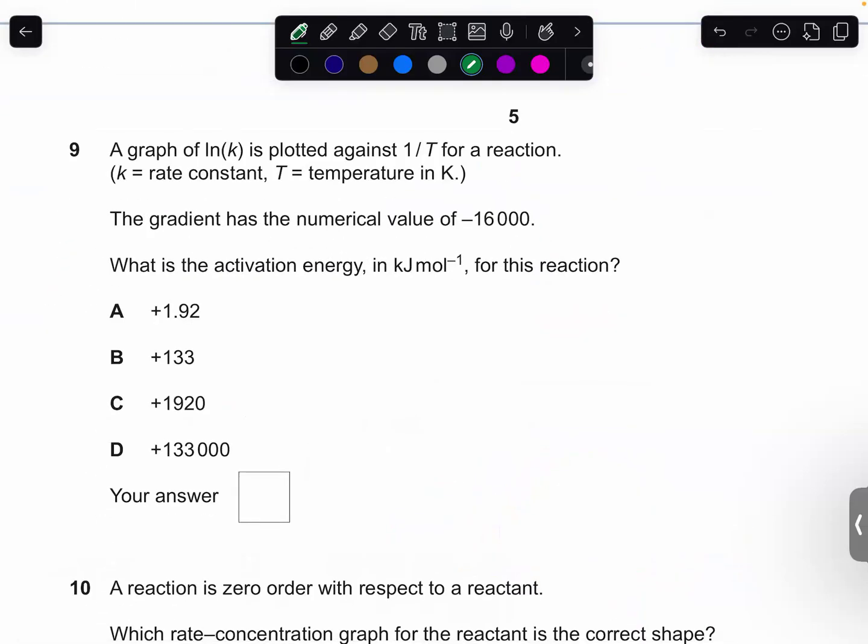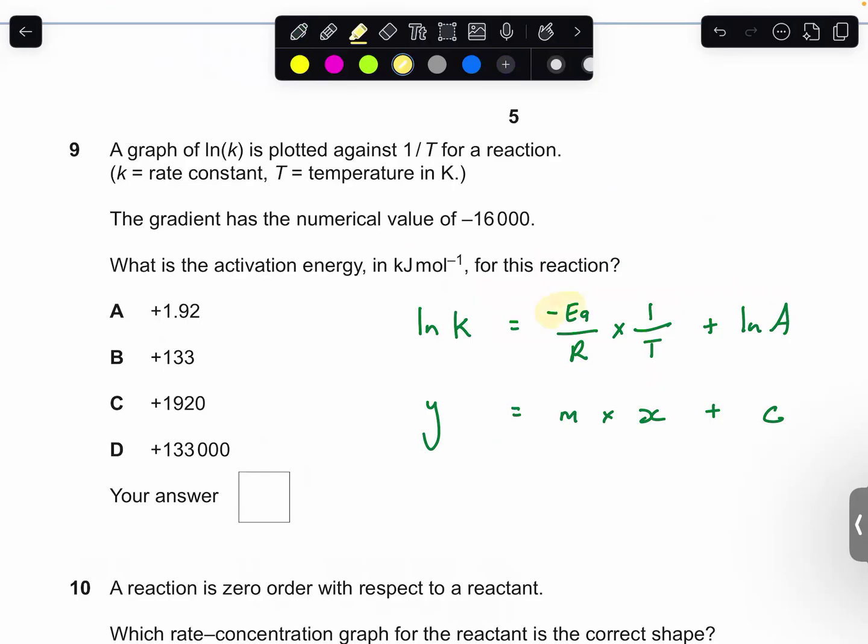In this question, a graph, we're using the Arrhenius equation. And when you take natural logs of it, you've got this relationship: ln k equals minus Ea over R times 1 over T plus ln A. So you've got y equals mx plus c. You see the gradient, they've given you that. This is the gradient because it's m.